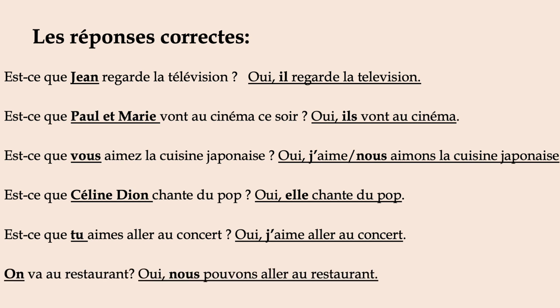Et on va au restaurant? Oui, nous allons au restaurant. Or you could say oui, on va au restaurant. Or oui, j'aime aller au restaurant, because now you're answering with I versus on.